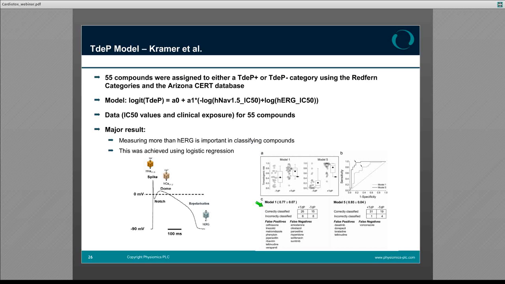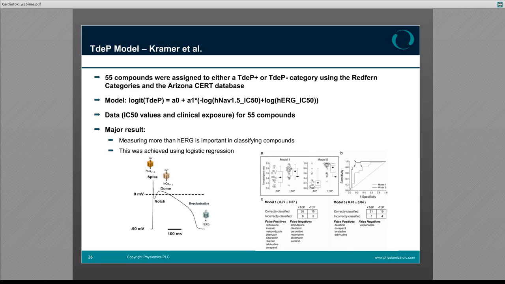Now, model one described here, which is reasonably predictive, is just hERG alone, and the model described on the right-hand side involves using the equation at the top, which includes both the hERG IC50 and the IC50 against the sodium channel. This model was actually quite predictive when they used just those two ion channel pieces of information. So they correctly classified 31 compounds as torsadogenic, and they correctly classified 19 compounds as not torsadogenic. Overall, they only had 4 out of 55 compounds as false positives, and only 1 out of 55 as false negatives. So that's pretty impressive from a logistic regression model.